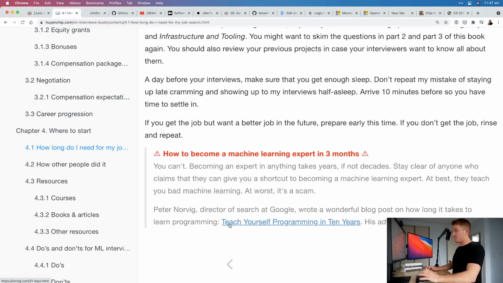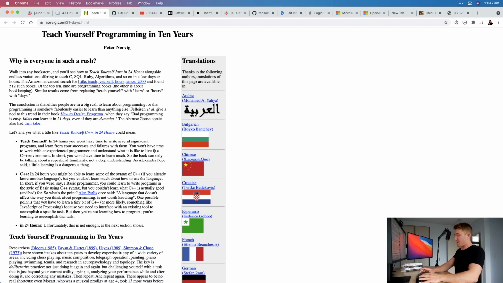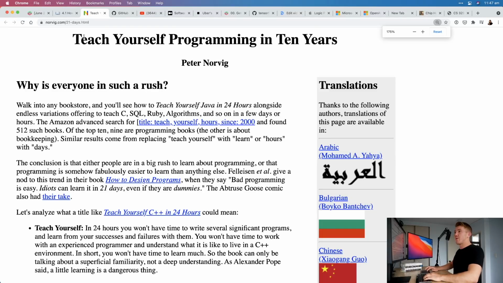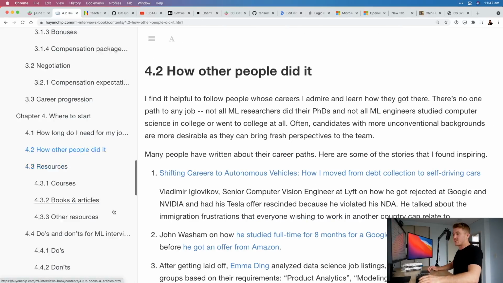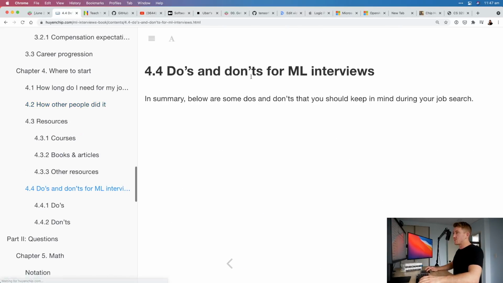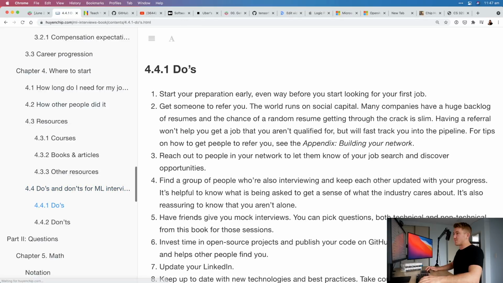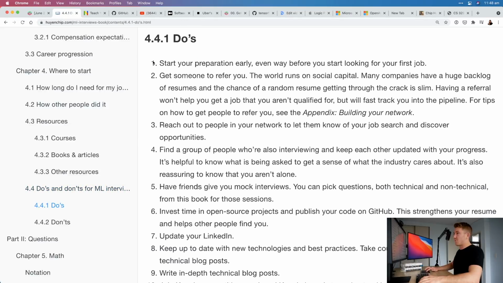I love this article by Peter Norvig, which is Teach Yourself Programming in 10 Years. We're kind of digressing here, but this is worth it. Read this article. It's just one of the many hidden gems that you're going to find in this book. There's stories of how other people did it. And then there's do's and don'ts for ML interviews. I love this one, do's. Start your preparation early. I like this one probably the most.